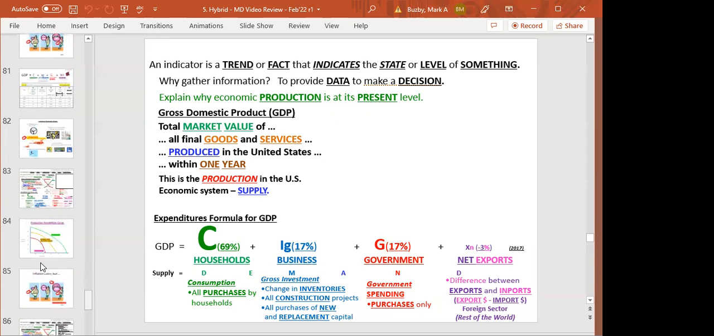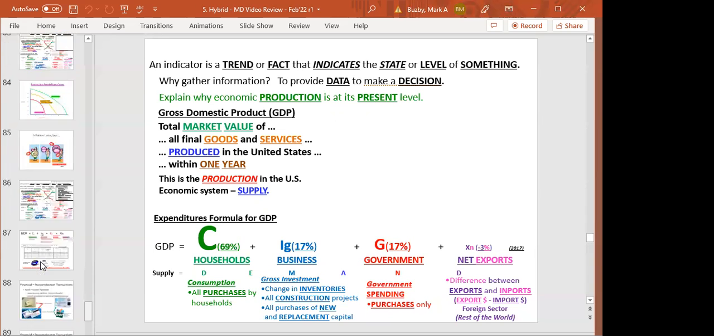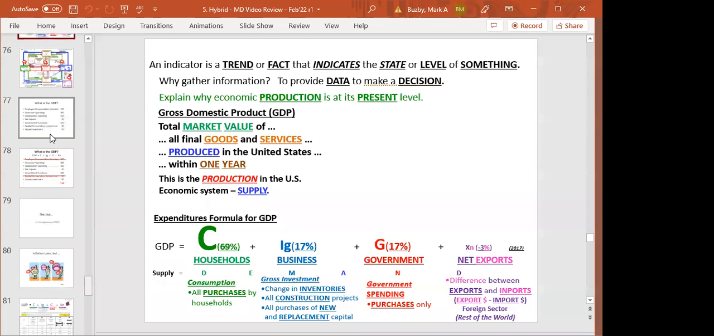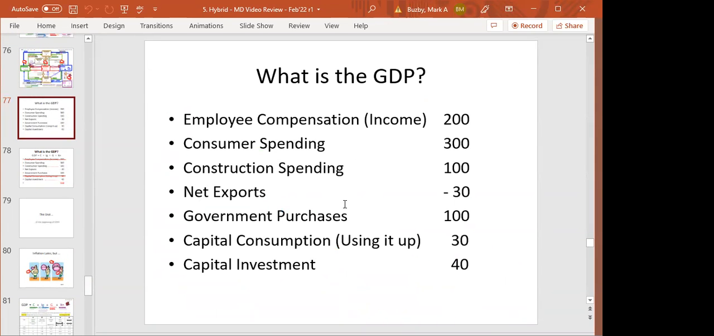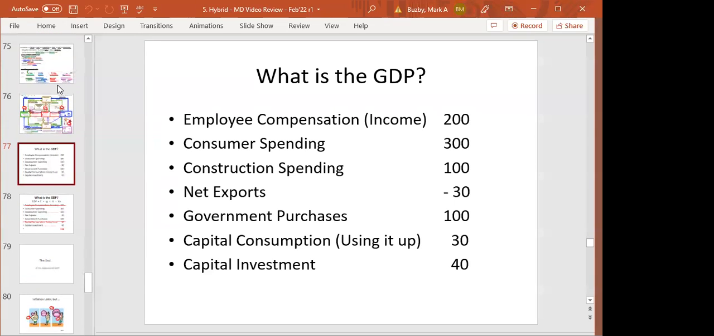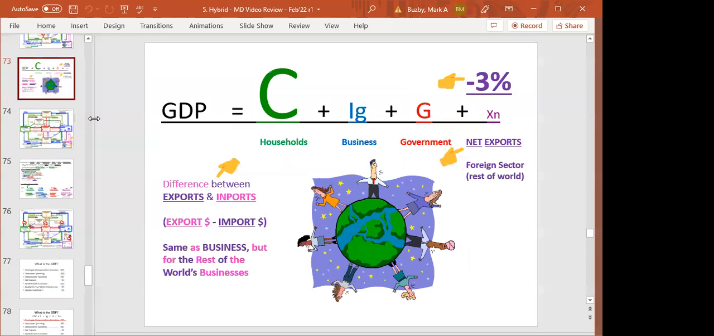Now, the other thing you may get is you might get something up here that says, instead of net exports, it might say export and import dollars. So you might have export dollars here, you might have import dollars here. Both of those would go under net exports, but remember, it's export dollars, whatever it is, minus import dollars. Just like it shows right here, export dollars minus import dollars, that would go under XN.